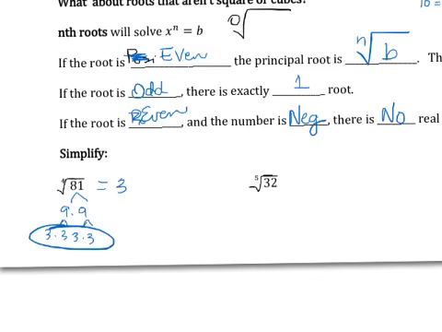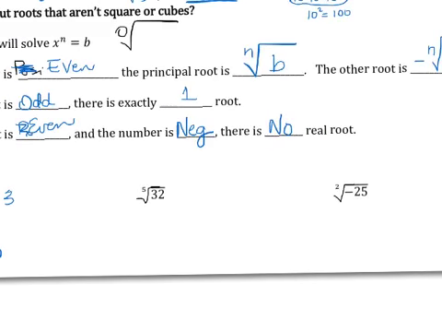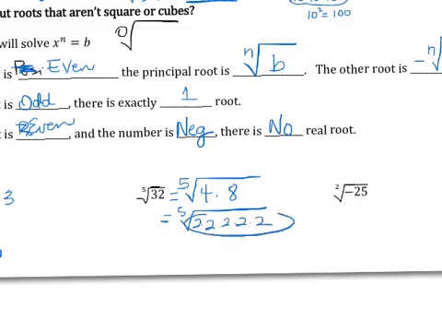Now let's look at the next one. The 5th root of 32. That means I need to have 5 of the same. So let's start with just 4 times 8. And then we have 2 times 2. And 8 is 3 2's: 2 times 2 times 2. So here's my 5. So this is 2.